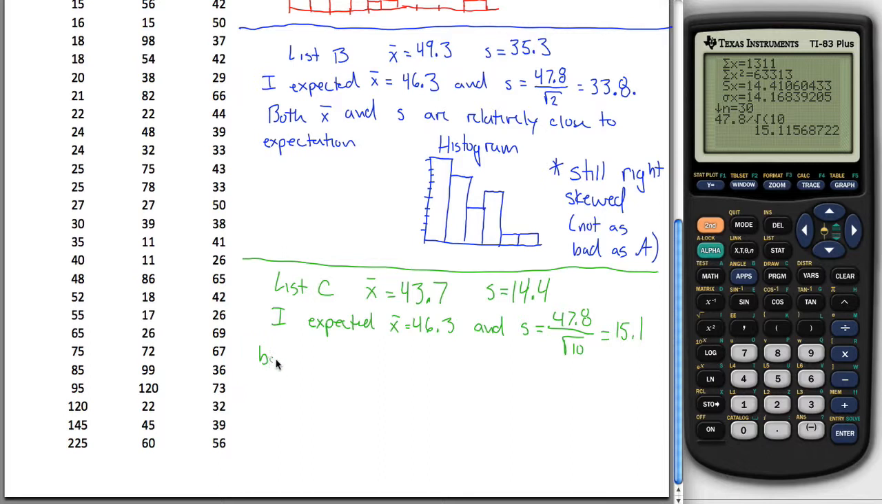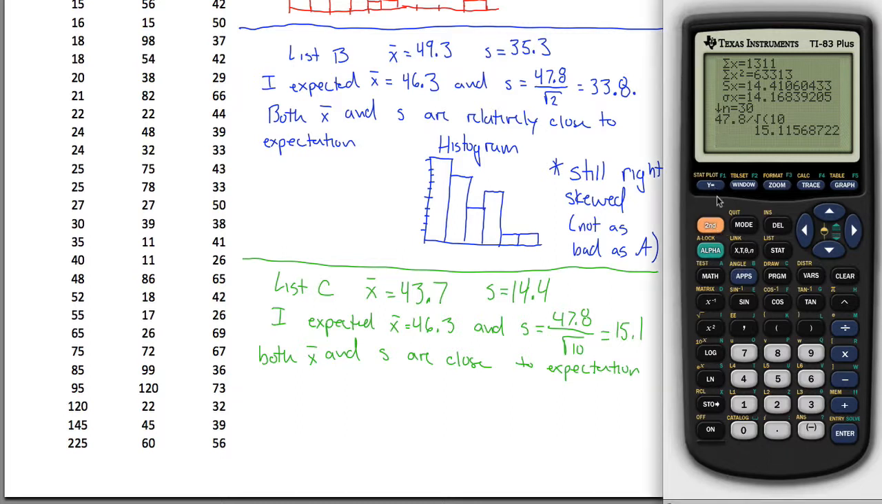Again, both X bar and S are close to expectation. Not exact, but not bad. 15.1 versus 14.4, that's pretty close. 46.3 versus 43.7, that's not horrible. Okay, histogram. It's under stat plot. Same type, except now my values are in L3.